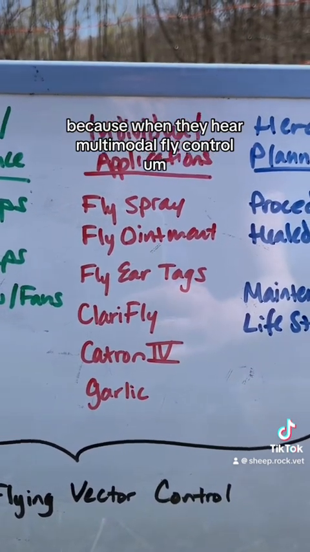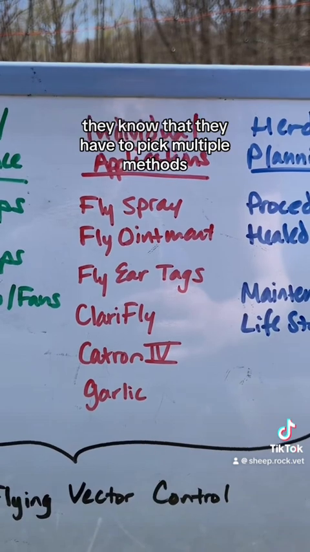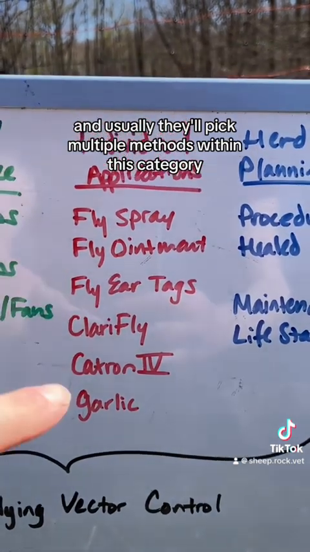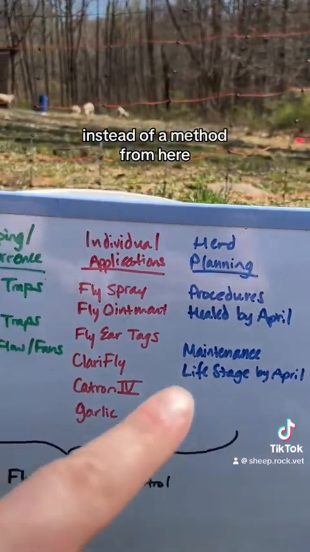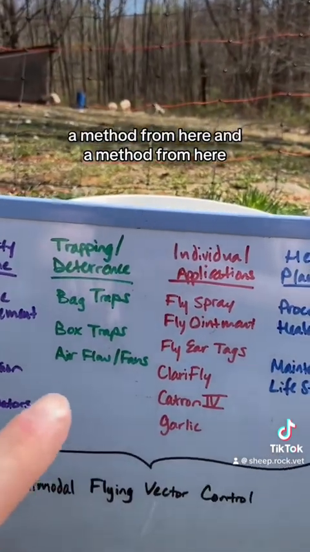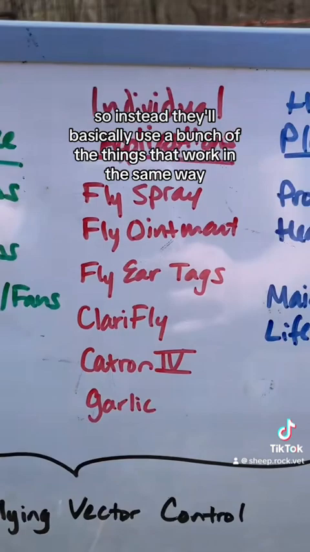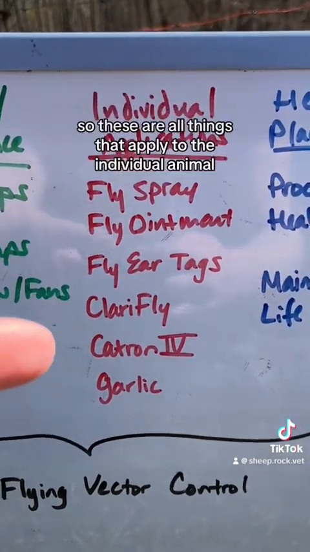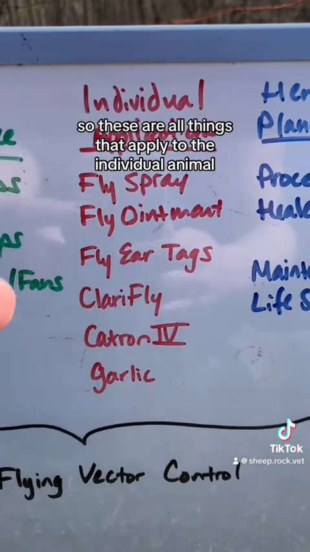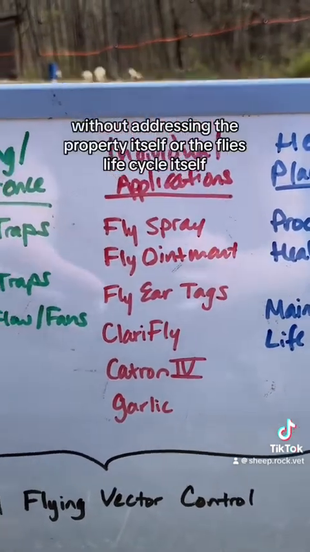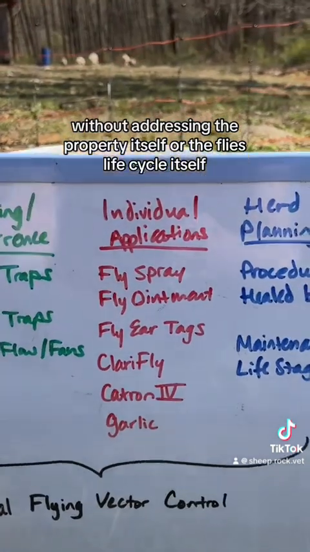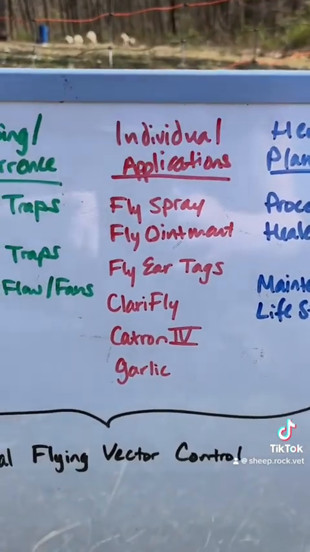Now, this is usually where I see people making errors, because when they hear multimodal fly control, they know that they have to pick multiple methods, and usually they'll pick multiple methods within this category instead of a method from here, a method from here, a method from here, and a method from here. So instead, they'll basically use a bunch of the things that work in the same way. So these are all things that apply to the individual animal without addressing the property itself or the fly's life cycle itself.